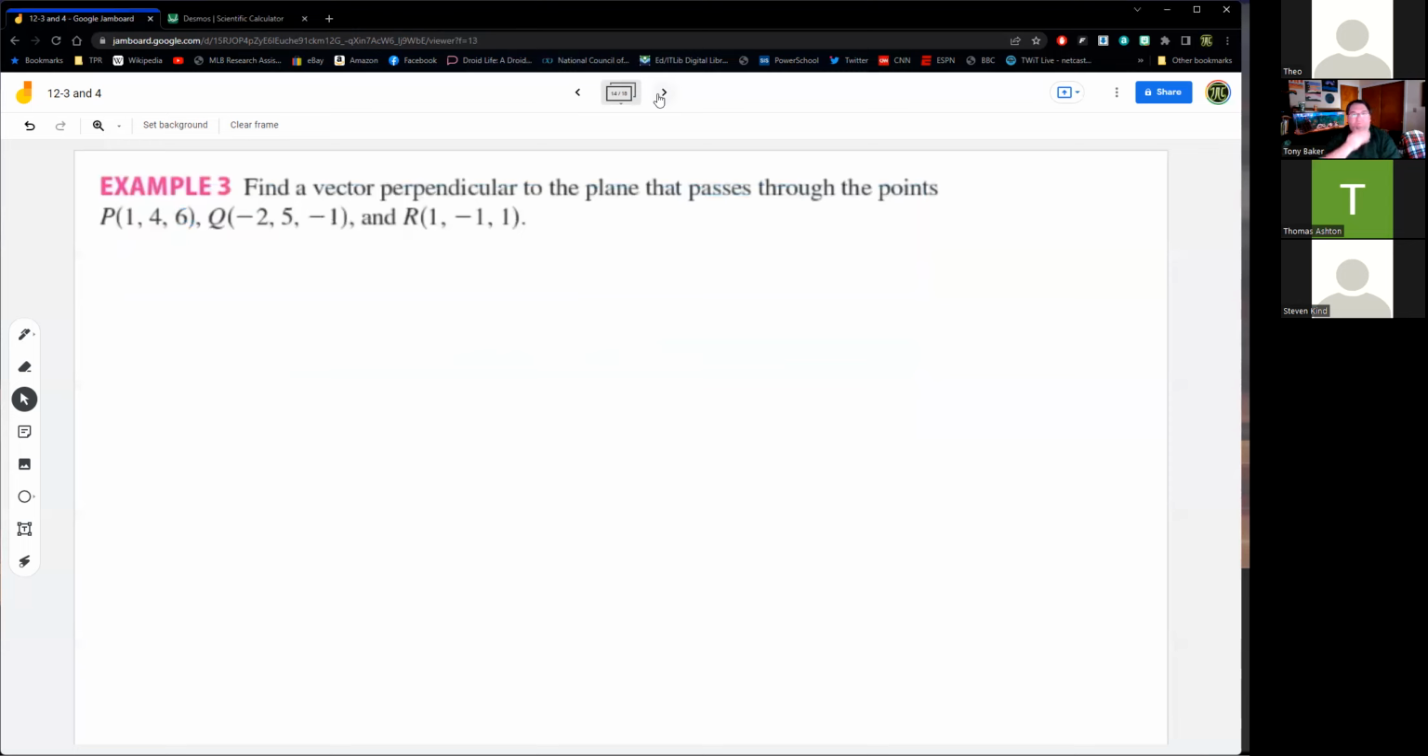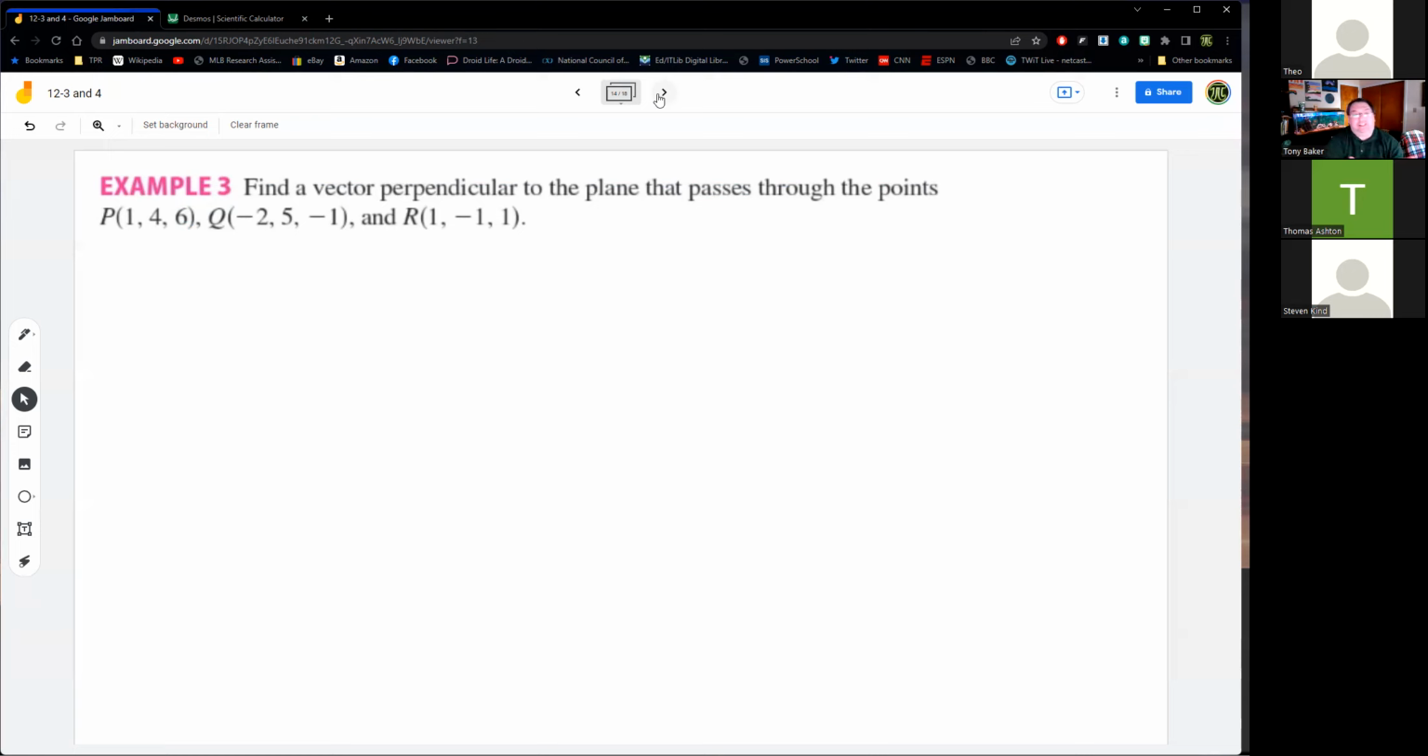All right. So first thing that we can use this. It says find a vector perpendicular to the plane that passes through these points. So go back to our high school geometry. How many points do I need to make a line? 2, correct. How many points do I need to make a plane? 3, as long as they're not linear. So the 3 points kind of have to make a triangle.